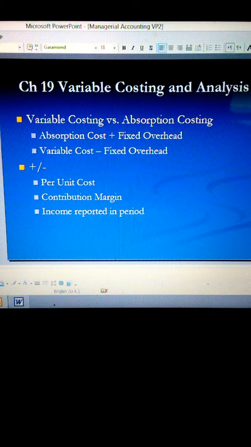In pricing special orders, managers should accept any orders whose price is greater than the variable cost associated, as only the variable costs change with volume and fixed costs will remain the same.